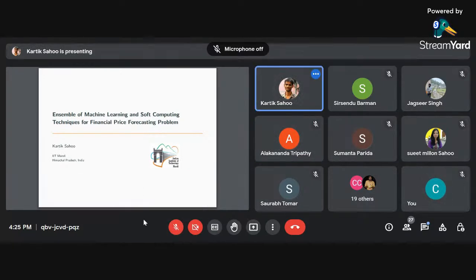Okay. I'm going to talk about ensemble of machine learning and soft computing techniques for financial price forecasting problem. So basically, in this talk, we have three modules. First, I am talking about the predictive learning problem. Then I will talk about soft computing techniques. Then finally, we'll talk about what is the financial forecasting problem and how we can use machine learning and soft computing techniques together in finance.